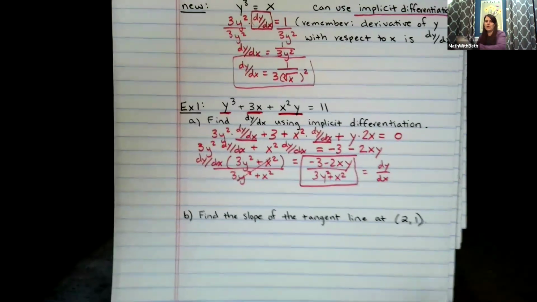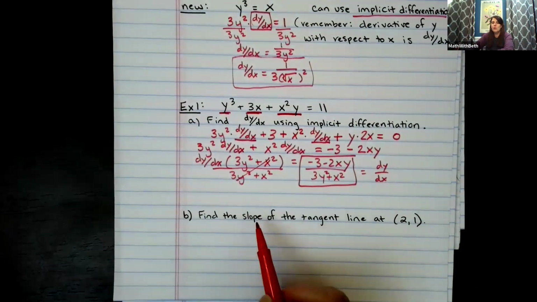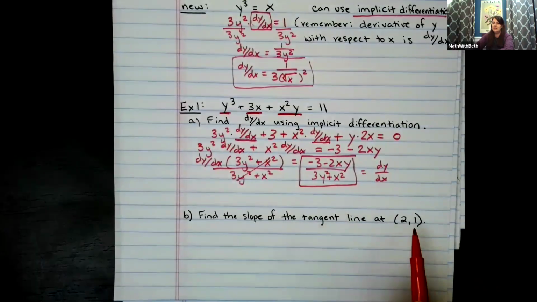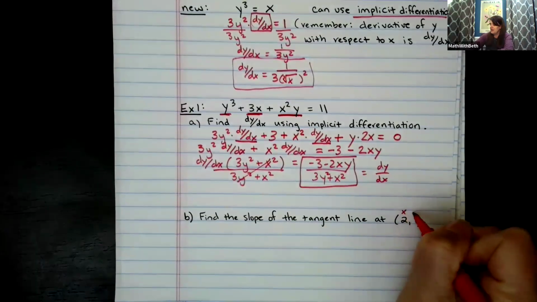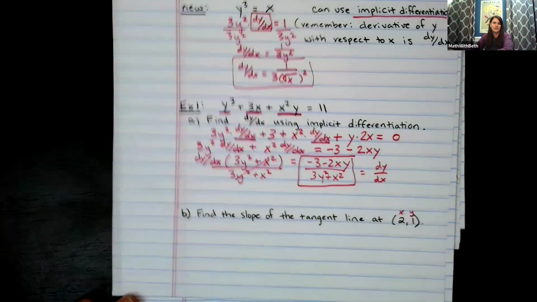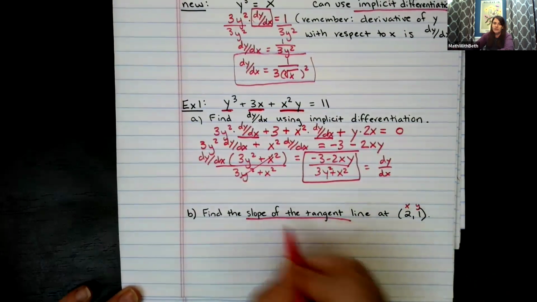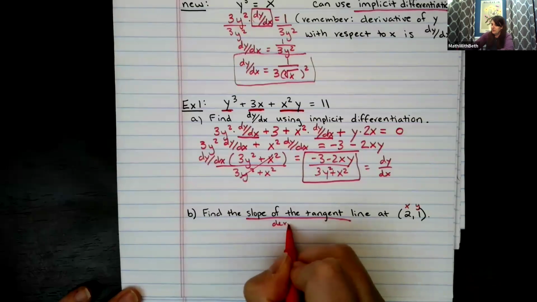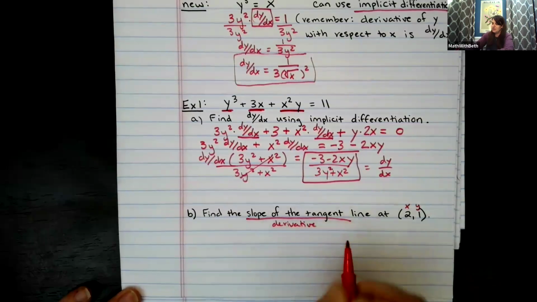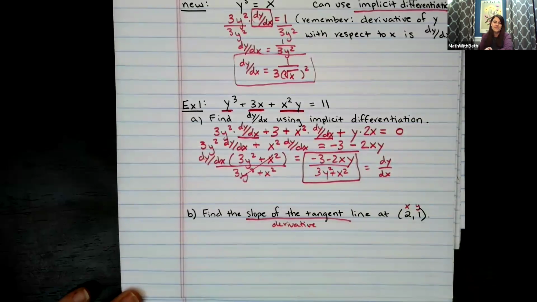So now for part B, it wants me to find the slope of the tangent line at this point. So it's giving me an x and a y, which is good because I have a place for both of those. So remember, anytime it's asking you for the slope of the tangent line, it really just means the derivative, just like always. It's just our derivative's a little fancier now.